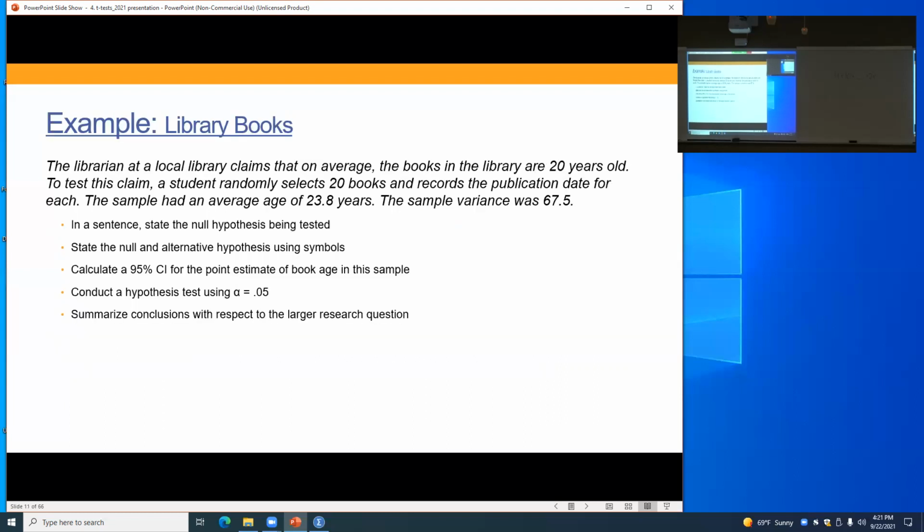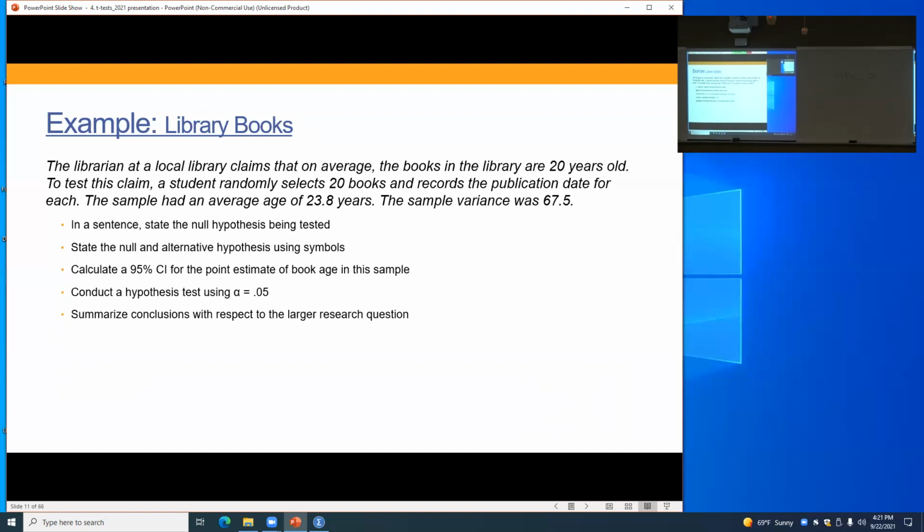Okay. All right. So we've got an example here. Let's say that we've got a local library. We're doing a lot of library stuff. We're back at the library here. A local librarian claims that on average, books in the library are 20 years old. Okay. And to test this claim, we've got a methods class going on.